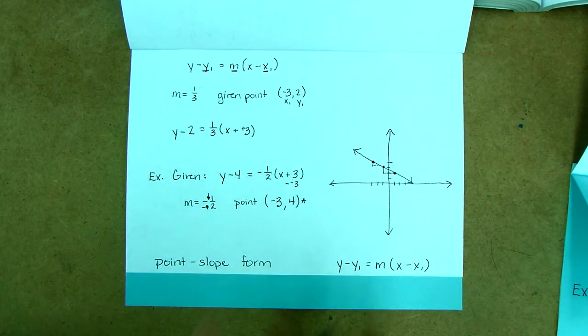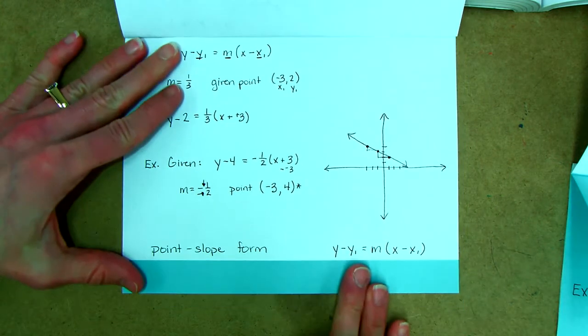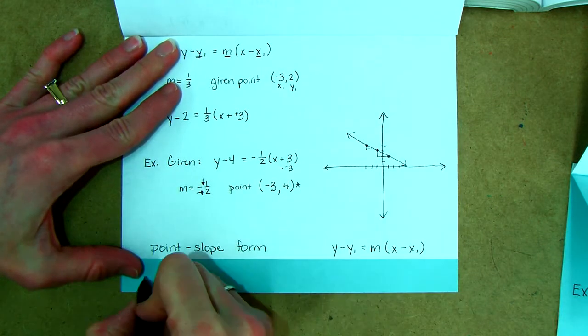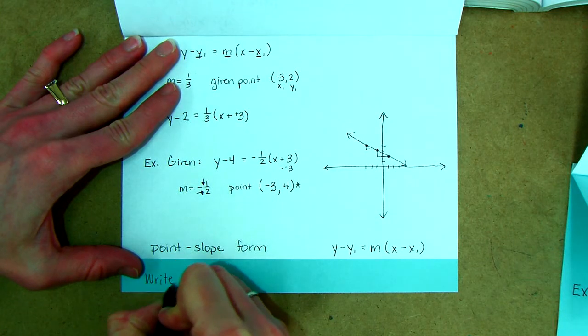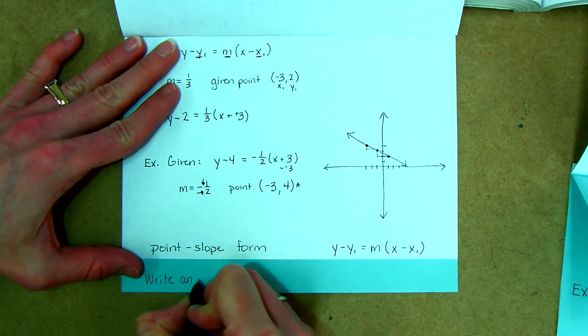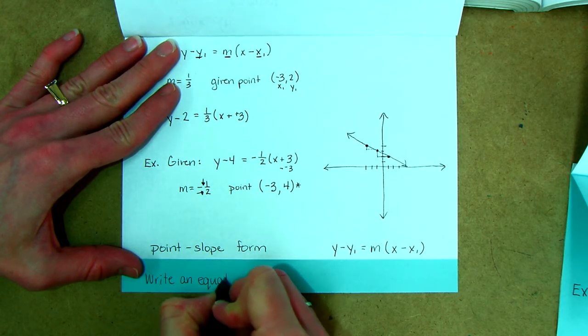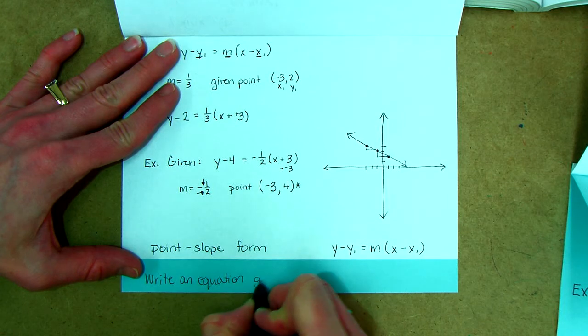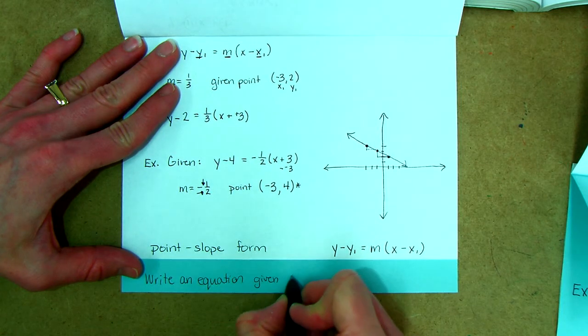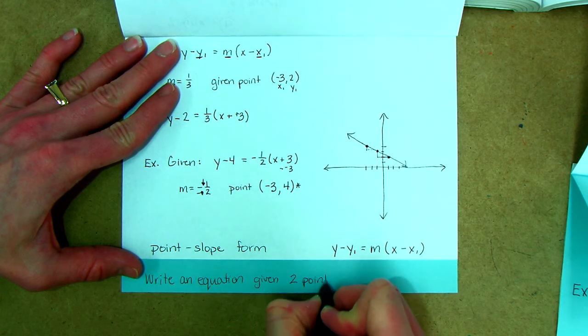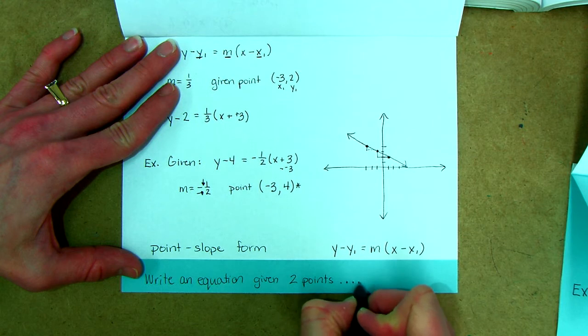Now, what happens when they don't give you the slope, but maybe they give you 2 points? Well, we're going to show you. So I'm going to give you examples here. We're going to write an equation given 2 points. So they don't give you the slope. They give you 2 points instead. What do we have to do?